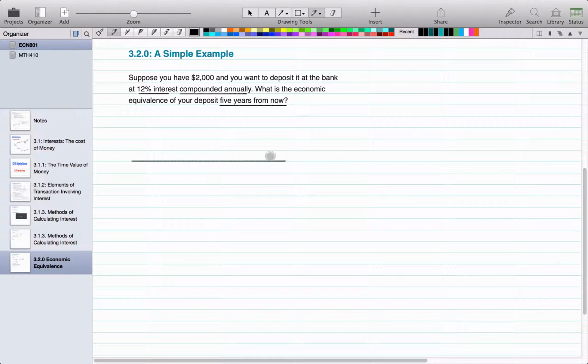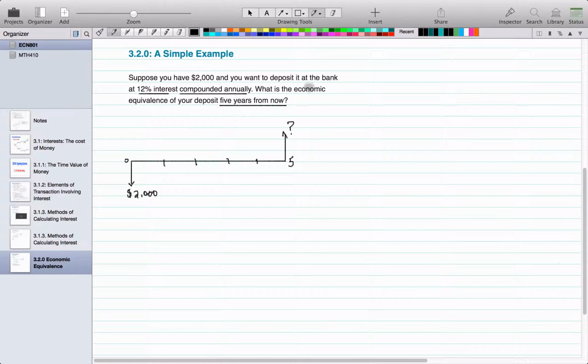So let's start by drawing out our cash flow diagram. You want to deposit $2,000 at year 0. And you want to know, at 12% compounded annually, what is the equivalence of your deposit. So you just deposit $2,000 now, and you want to know how much it's worth 5 years from now. You want to take it out 5 years from now. So how much is it? So 1, 2, 3, 4, and 5.